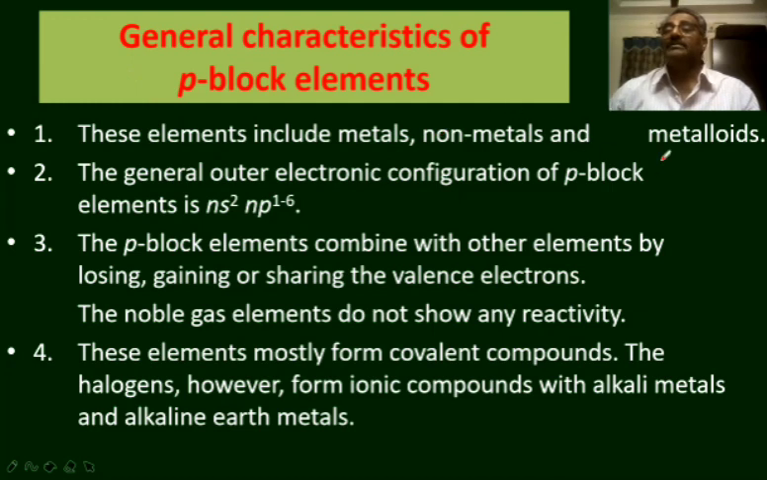In the 15th group, the elements are nitrogen, phosphorus, arsenic, antimony, and bismuth. In these elements, nitrogen and phosphorus are nonmetals.